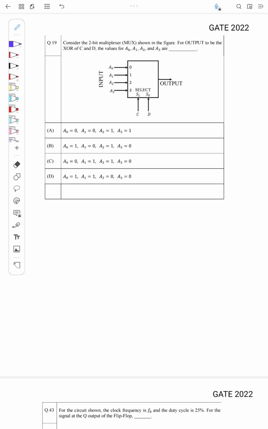So hi all, welcome to the lecture series on solving previous year questions of GATE ECE, and we were solving the questions related to digital electronics. So this is the first question of today's lecture. This is from GATE 2022.